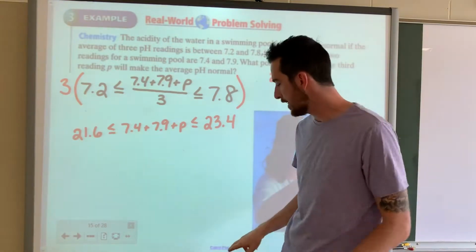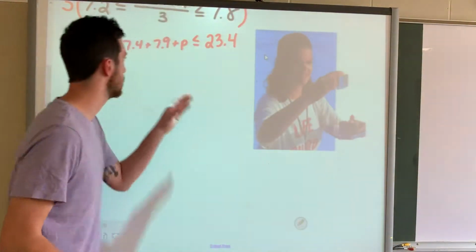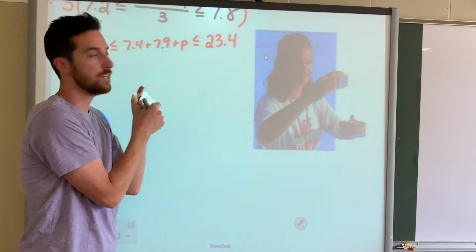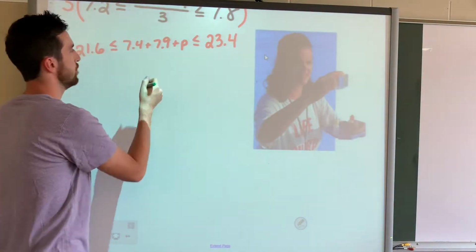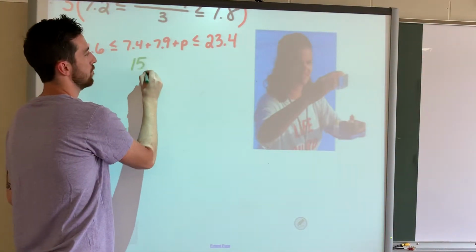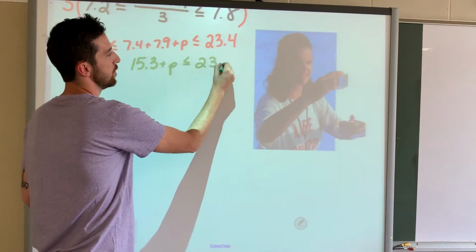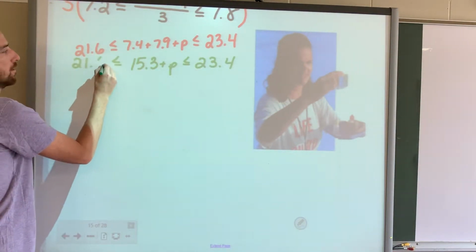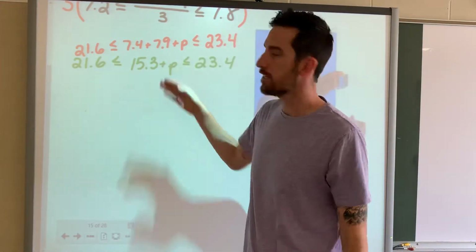It's actually gonna get easier from here. We did the hard stuff. Now we can combine our like terms. 7.4 plus 7.9. 7 plus 7 is 14. 0.4 plus 0.9 is 1.3. So that would be 15.3 plus P. Bring down your other stuff. And then it says 15.3 plus P.